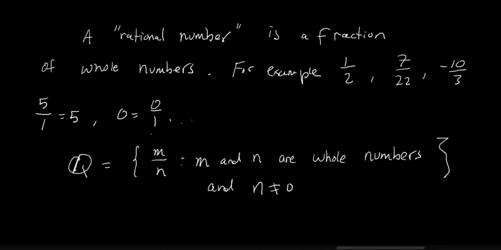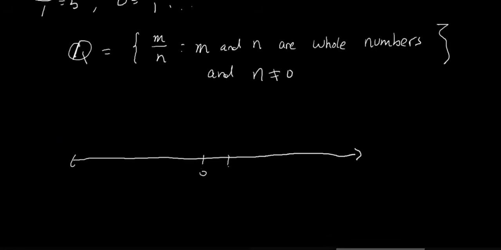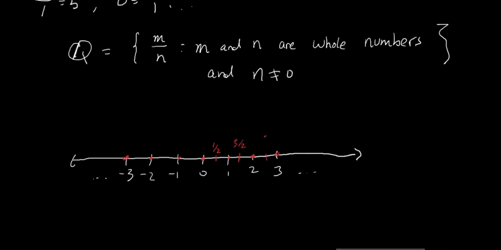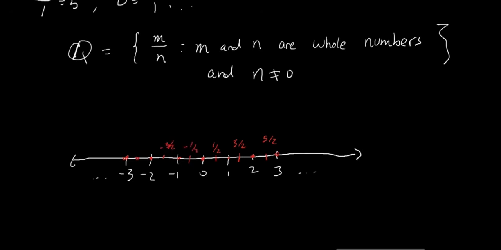So what does this set look like on the number line? So here we've got the number line, 0, 1. Well, as we said, it's got numbers like 1/2. It's got all the integers. It's got 3/2, that lives right here. It's got 5/2. It's got -1/2, and it's got -3/2. And it's got -5/2.